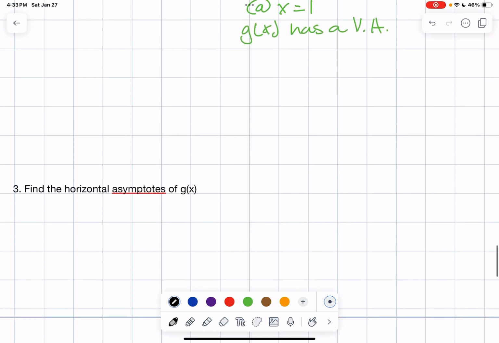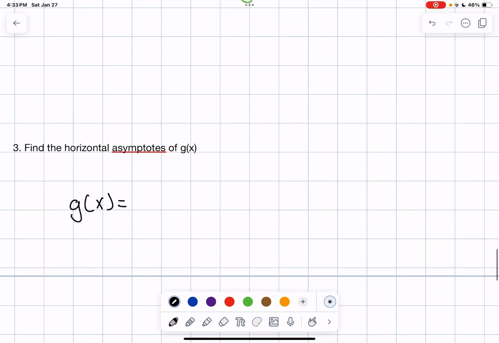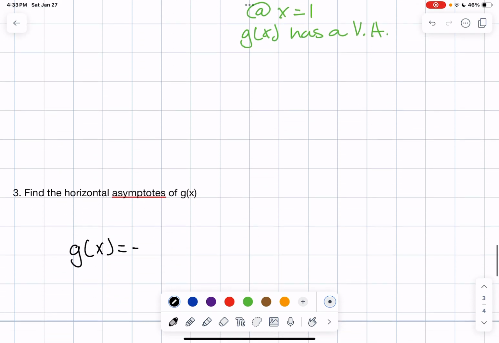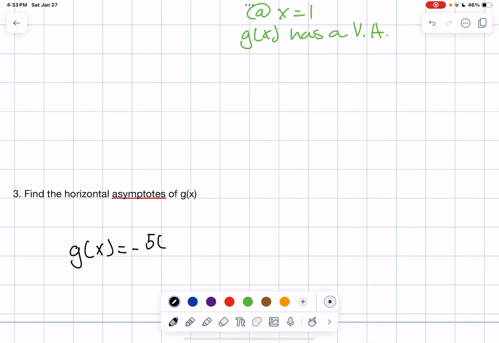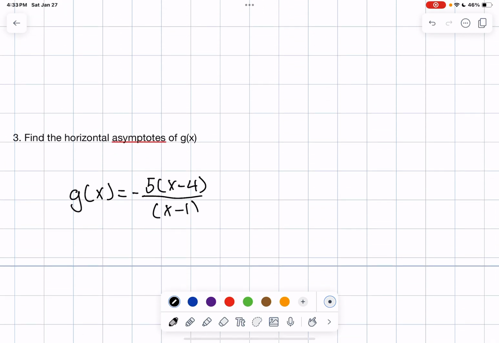Finally, we're asked to find the horizontal asymptotes of g of x. Recently, you've been taking limits at infinity and negative infinity, and those help you figure out where the asymptotes horizontally of your function are at. First off, I'm going to simplify g of x even further. So I'm going to get negative 5x minus 20 over x minus 1.